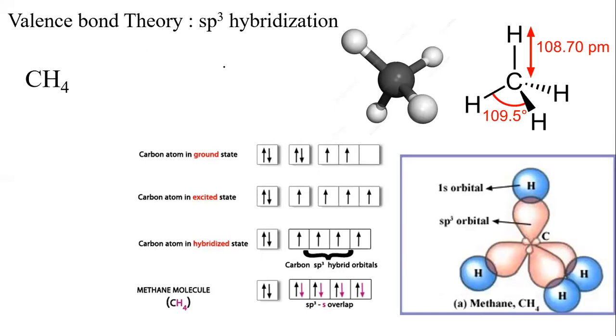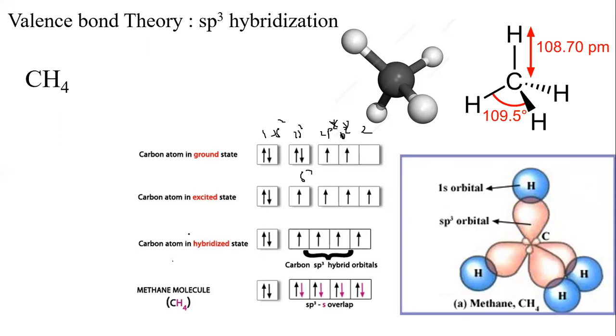First we will see the sp3 hybridization, which mostly happens in the methane carbon. Remember, students, this is the carbon ground state, where there is a lone pair of electrons in 2s. This is x, this is y, this is z. When excited, one electron from the 2s orbital will jump to the empty p orbital.